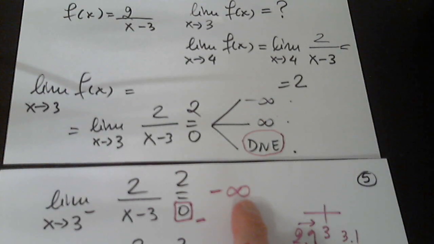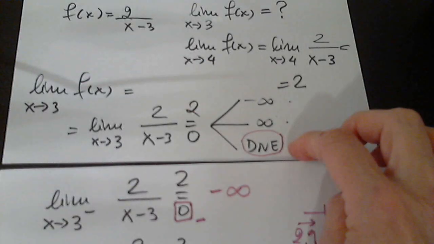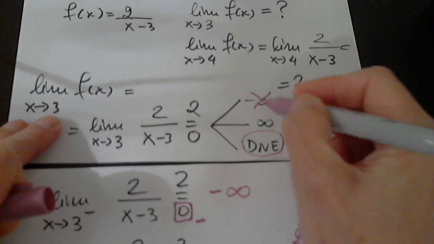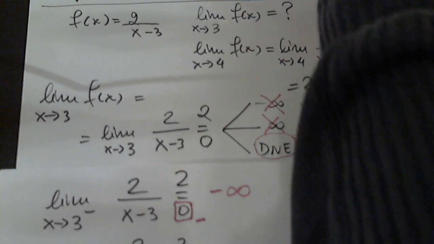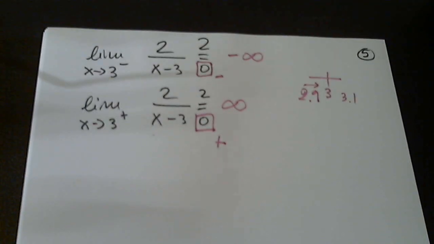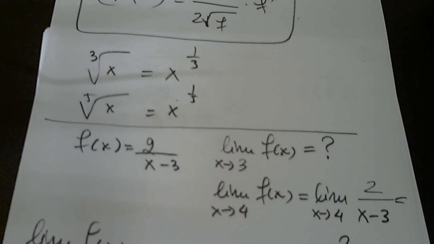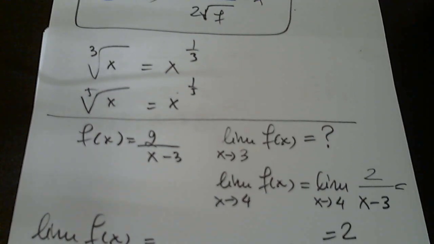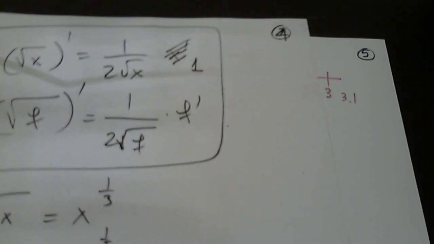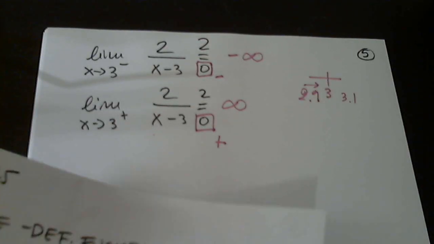So the limit from the left is negative infinity. The limit from the right is positive infinity. Therefore, the limit from either side is DNE. It's not this, it's not this. Is it clear now? This happens when I'm asked to find the limit from either side and I have an indeterminate situation, an undefined situation, 2 over 0. Very good question. Is this clear? Yeah. Perfect.